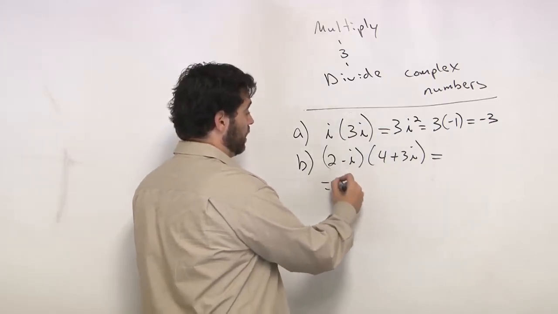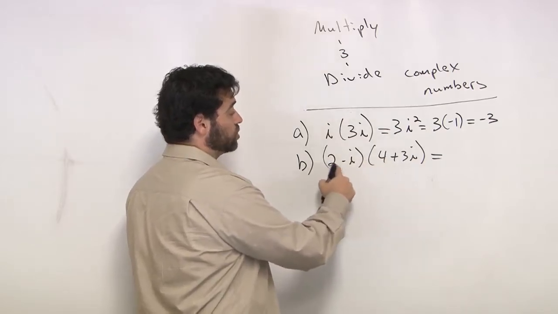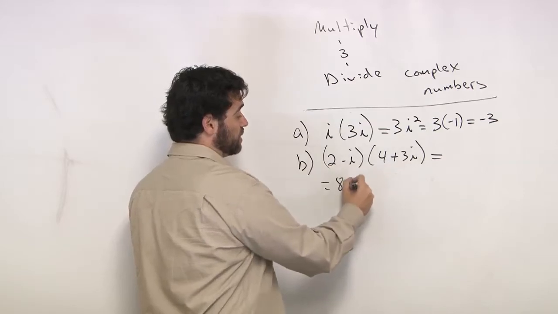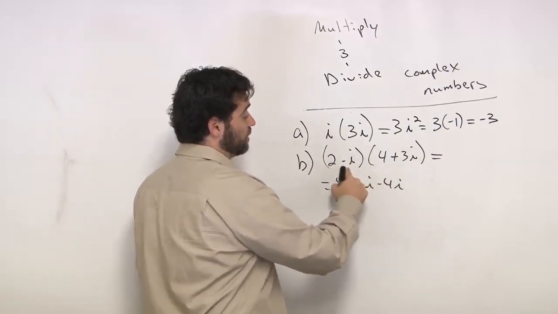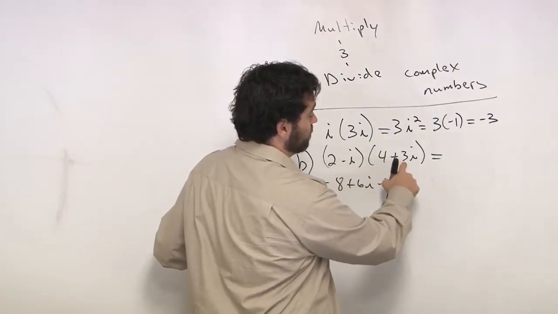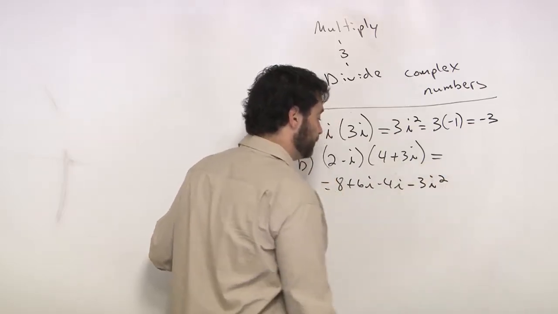We have 8. 4 times 2 is 8. 2 times 3i is 6i. Inside, we get -4i, negative i times 4. And then the last is -i times positive 3i gives us -3i squared.